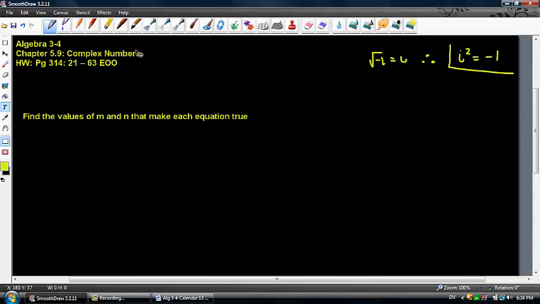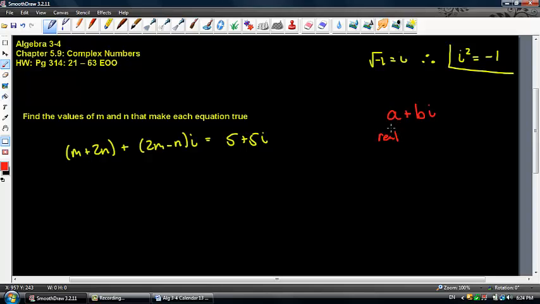You might encounter a problem in your homework, in fact you will encounter a problem in your homework that will ask you to find the values of m and n that make each equation true. So if we look at an example here, like say m plus 2n plus (2m minus n)i equals 5 plus 5i. Okay, I'm going to give you guys the most basic version of a complex number. A complex number is expressed as a plus bi, where a is the real component and b is the imaginary component. b is the imaginary because it's attached to the i.